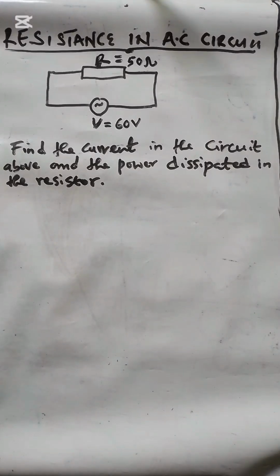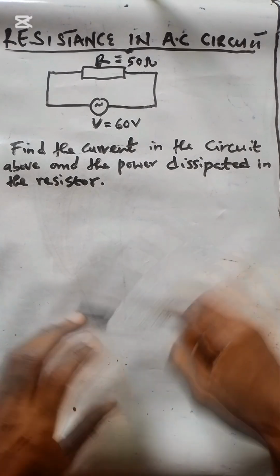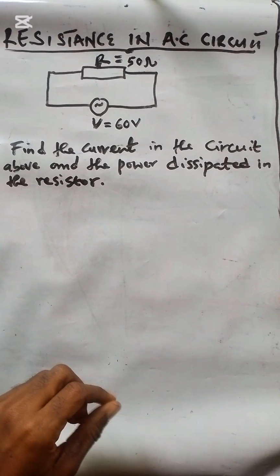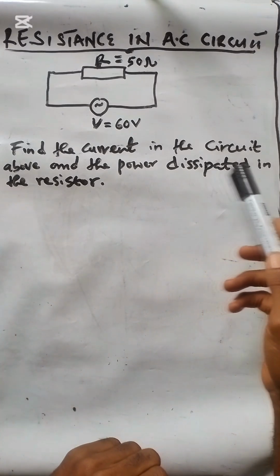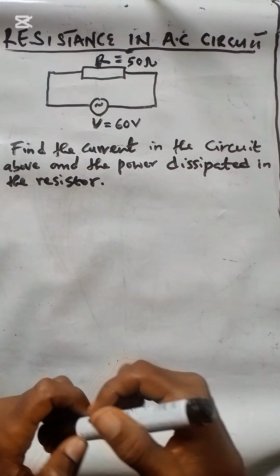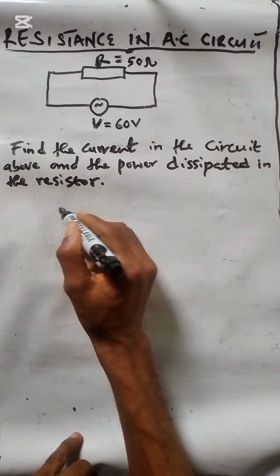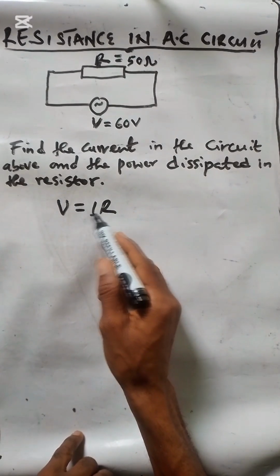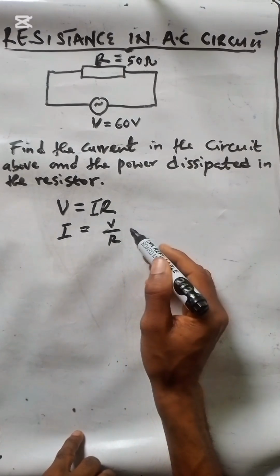So here is a question. You are asked to find the current in the circuit above and the power dissipated in the resistor. Now, how can you do this? From our Ohm's law, we know that V is equal to IR. We are looking for current, so let's make current the subject of the formula. So current will be V over R.